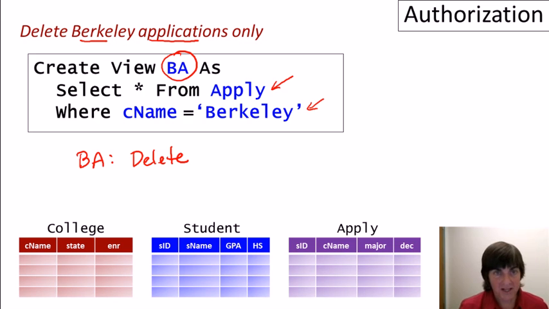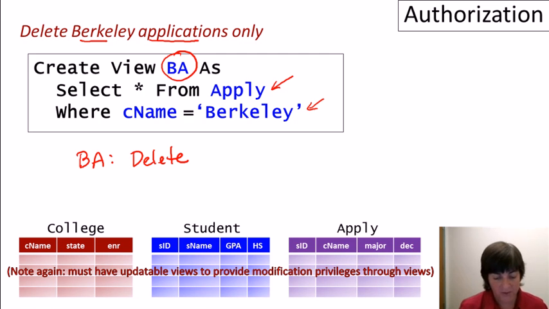Those are the only examples I'm going to give for now, but I do want to emphasize that views are quite important for customizing authorization to specific user needs. And in fact, authorization is one of the most important uses of views in database systems.